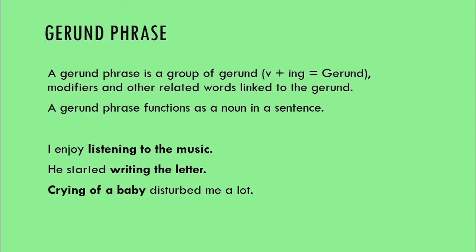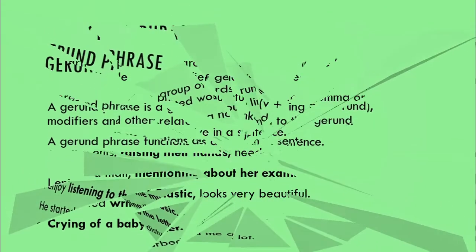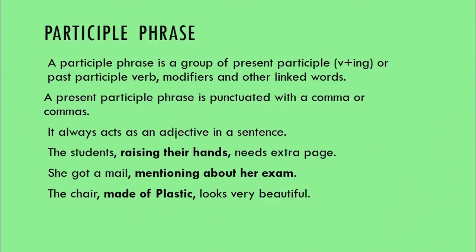He started writing the letter. So writing the letter is a gerund phrase here, and this gerund phrase is used as an object and also as a noun of the sentence here. Crying of a baby disturbed me a lot. So crying of a baby is a gerund phrase here, and also crying of a baby is used as the subject in this sentence.